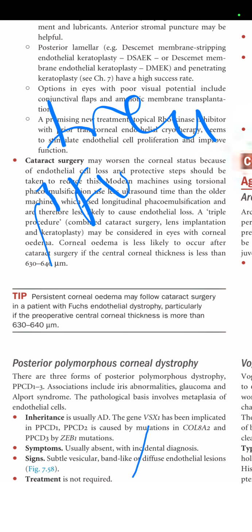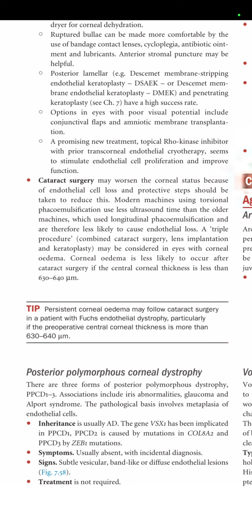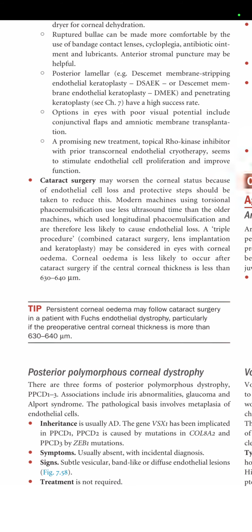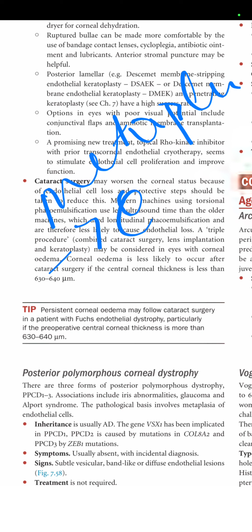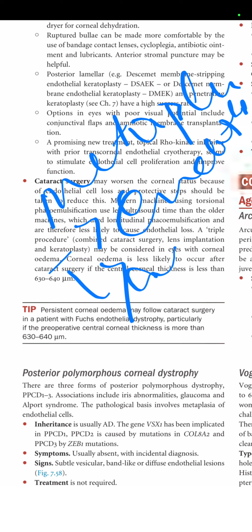Now next is posterior polymorphous corneal dystrophy. There are three forms, PPCD1 to 3. Associations include iris abnormalities, glaucoma, and Alport syndrome. The pathological basis involves metaplasia of the endothelial cells. So basically what is happening in posterior polymorphous corneal dystrophy is metaplasia of the endothelial cells; the endothelial cells will take another form of cells.